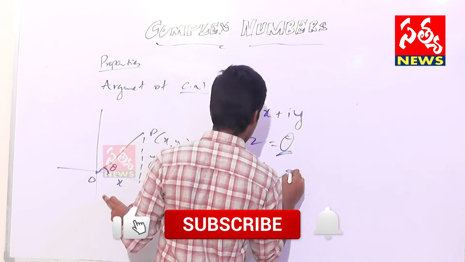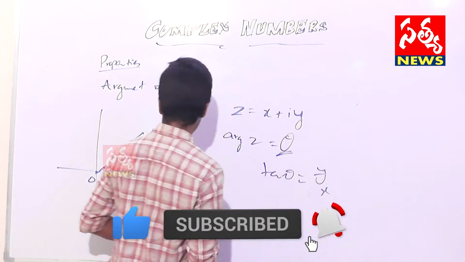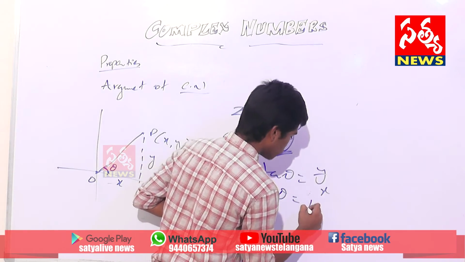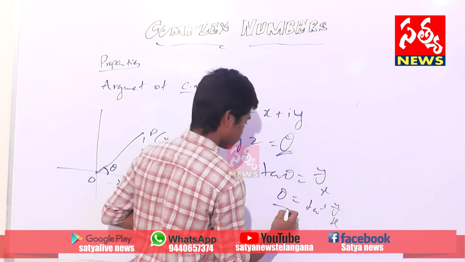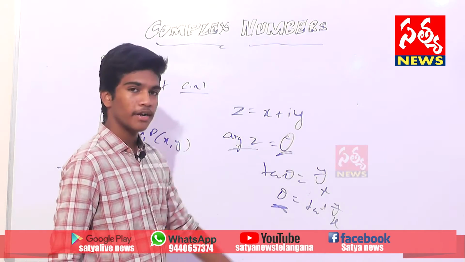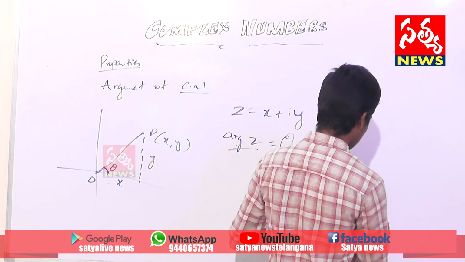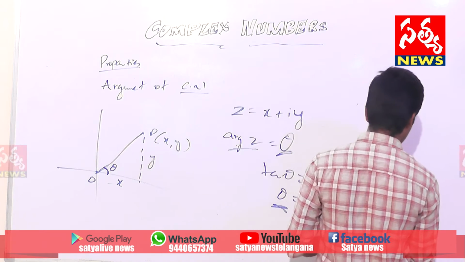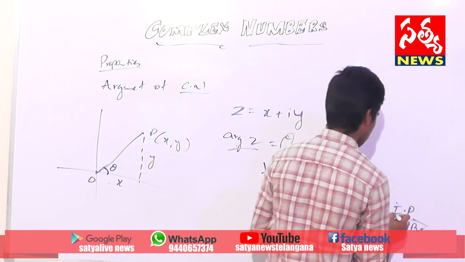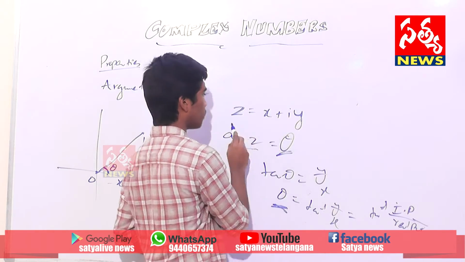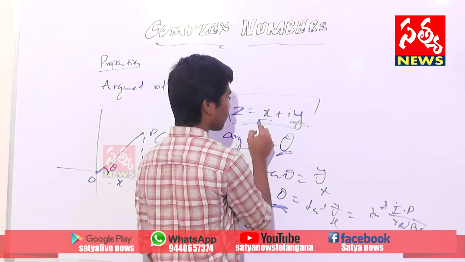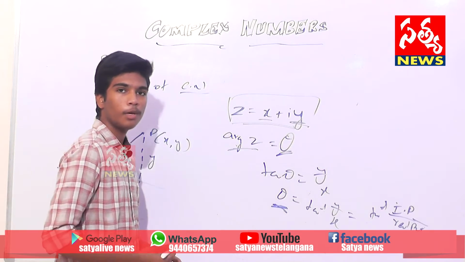So here we get tan theta equals y by x, right? Tan theta equals opposite by adjacent. Now theta equals tan inverse of y by x. So theta is nothing but the argument. So argument of z equals tan inverse of y by x, or else we can also write tan inverse of imaginary part by real part of the complex number. Okay, got it?